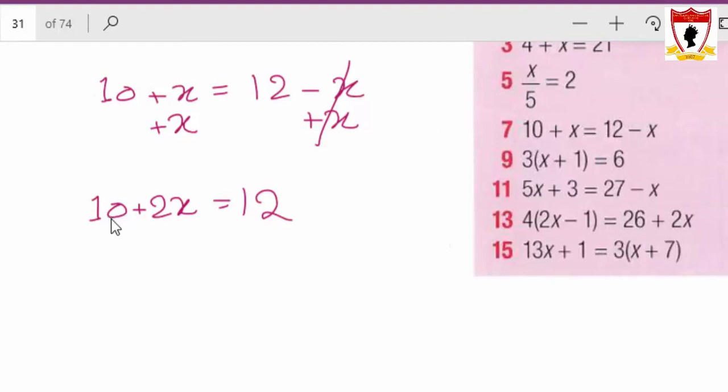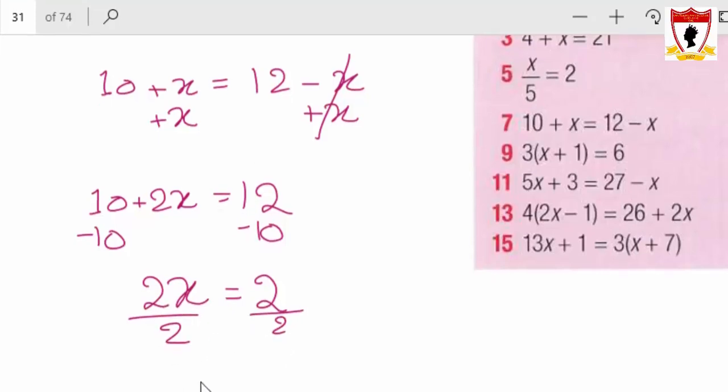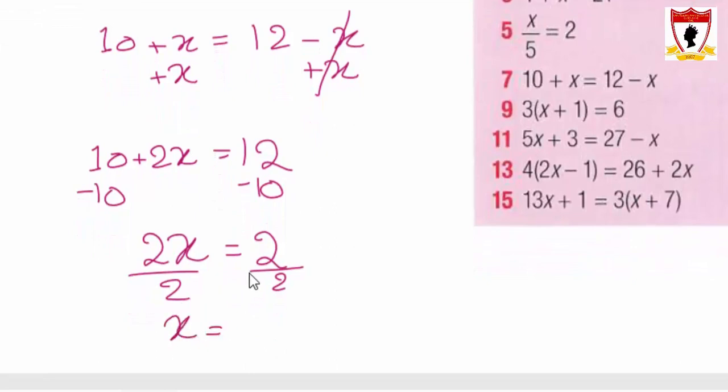Now we need to get rid of this 10. So we're going to say minus 10 to both sides. This minus 10 cancels this 10. What's remaining here is only 2x. And on the other side, 12 minus 10 is equal to 2. Now we have to get rid of this 2 because we need to have x alone on a side. This 2 with the x is in multiplication. This is 2 times x. The opposite of multiplication is division. We're going to say divide 2, divide 2. Then you see x is equal to 2 divided by 2, which is 1. X is equal to 1 is the solution of question 7.